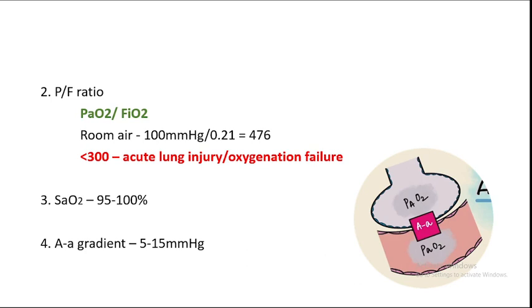Then SaO2, that is the arterial oxygen saturation. How much of hemoglobin is saturated with oxygen? It is just like the SpO2, the plethysmography value that we look for. So it's around 95 to 100. And some blood gas values give you the AA gradient. If it gives you the AA gradient, roughly remember 5 to 15 is roughly a normal value, but you need to do some calculations, but I'm not going to go into details about that.